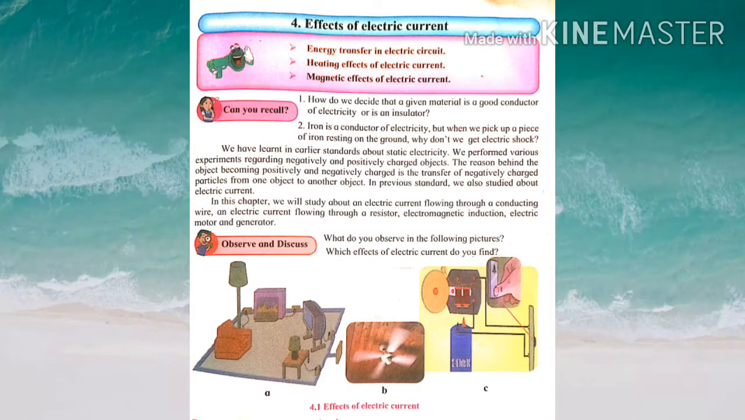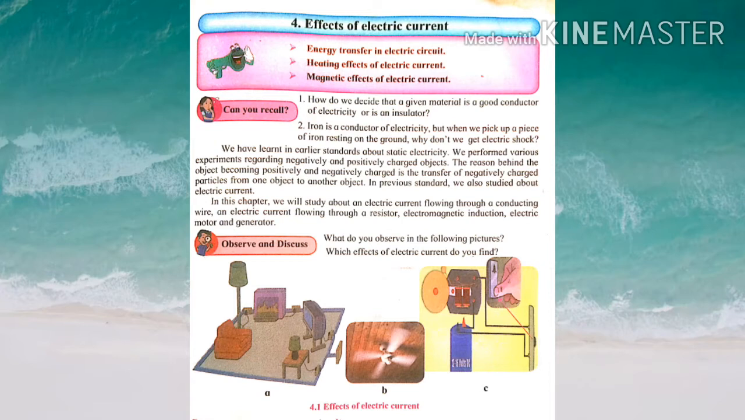Now we discuss a new chapter, that is the effect of electric current. In this lesson we will discuss different points: energy transfer in an electric circuit, the heating effect of electric current, and the magnetic effect of electric current.